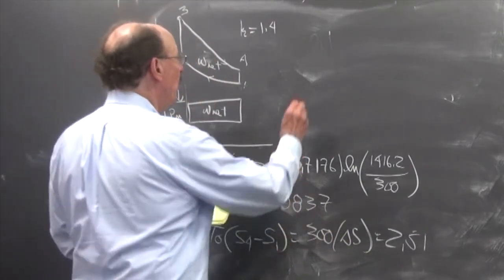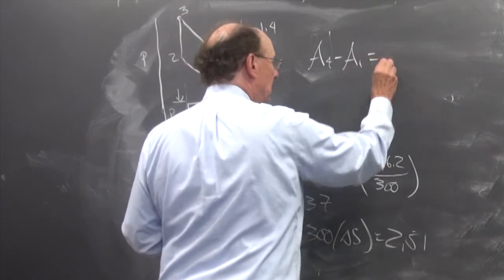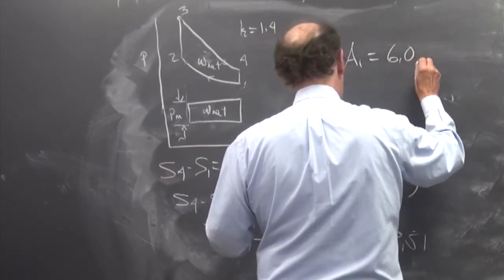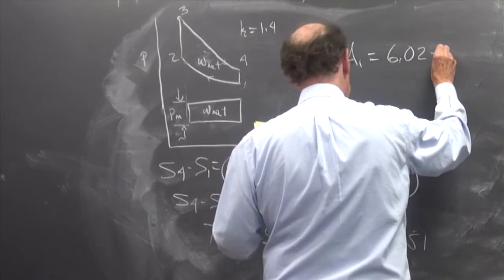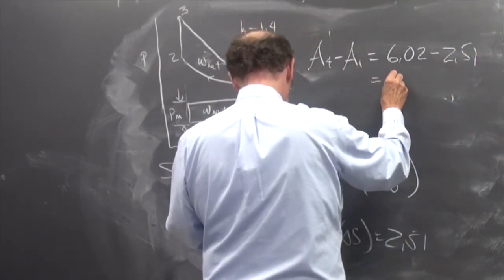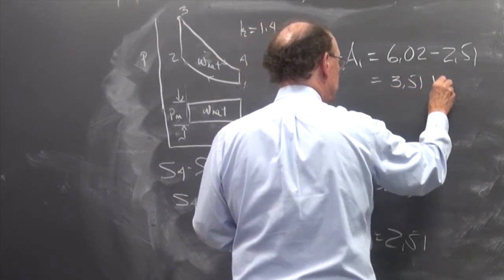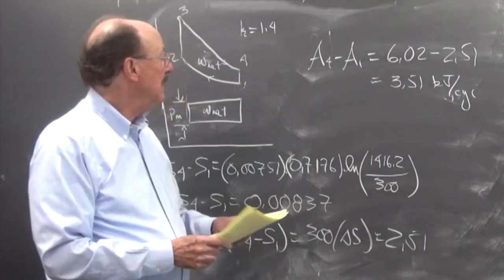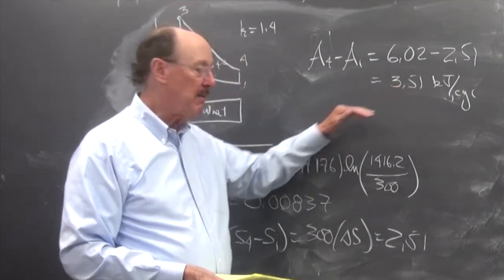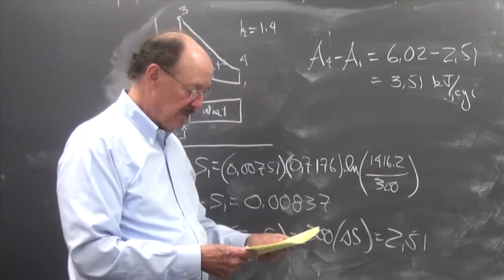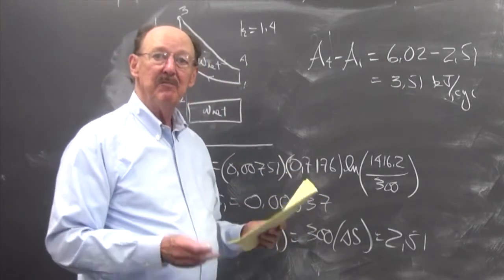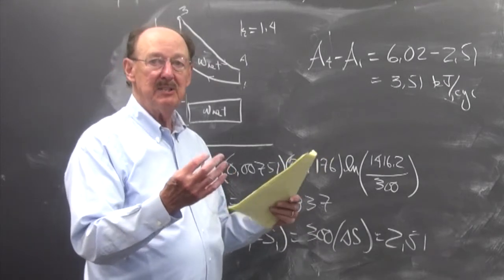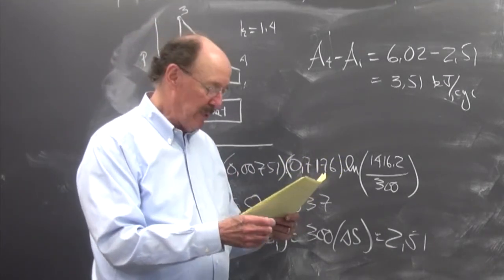And so I get that A4 minus A1, when I add these together, 6.02, I rounded that off to make life easier, minus 2.51 is equal to 3.51 kilojoules per cycle. So when I look at the heat out, this is the availability or the work potential of the heat out modeling what we had for the exhaust stroke. And now what I want to do is do the same thing for the heat in and look at the availability of the energy that we added, and then we'll look at this work potential and how well that work potential was used and where it went to.